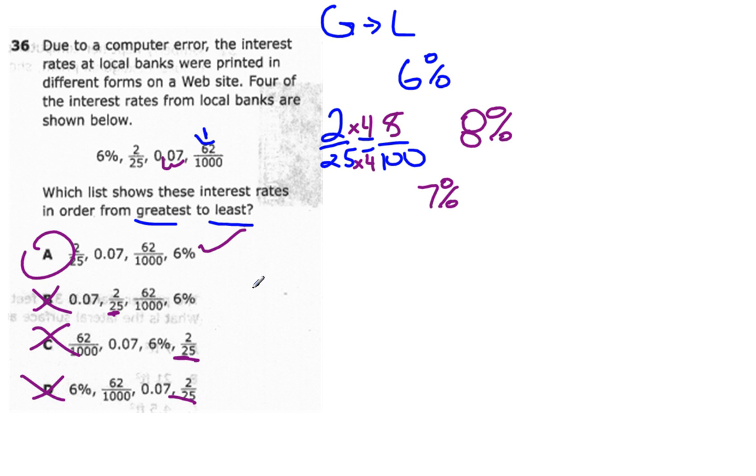Okay, those of you wondering, how can we make 62 over 1,000 into a percent? It's really not that bad. Instead of multiplying, I put 1,000 again. So how do we get from 1,000 to 100? Well, we just have to divide by 10. We can just divide 62 by 10, and that'll give us 6.2.